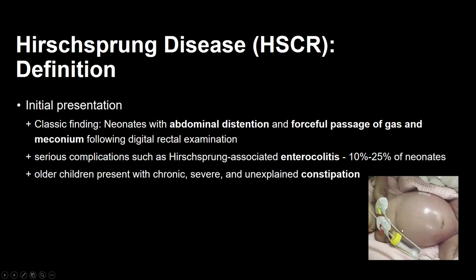You can see this little baby has a very, very distended abdomen. And then the only time that they will actually pass gas and meconium is once you've done a digital rectal examination. Serious complications like Hirschsprung-associated enterocolitis do occur in up to 25% of these babies. And older children can present with chronic, severe, and unexplained constipation. They sort of get away from people's ability to diagnose as they get older, because they probably have a short segment, and so they kind of compensate for having a non-functional area of colon.